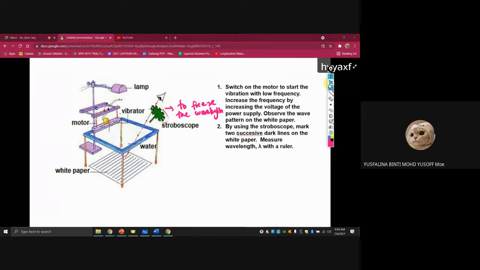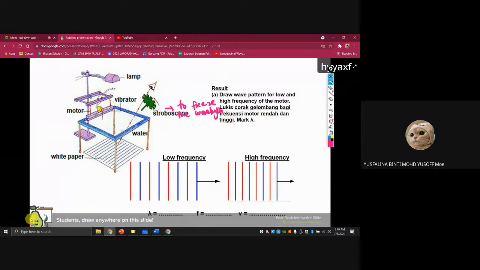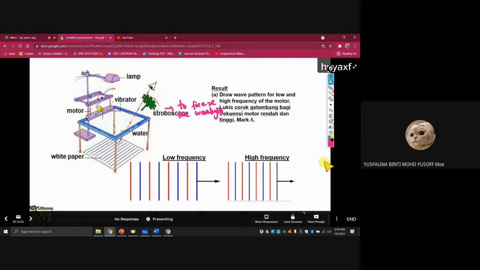Right, then we move on to the next one. Okay, so here it said draw a pattern for low and high frequency of the motor. So draw a wave pattern. Okay, so this is the low frequency, this is the high frequency pattern.